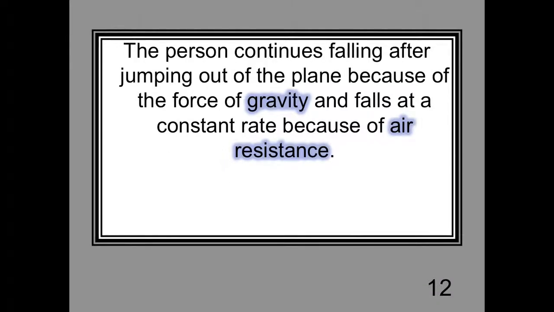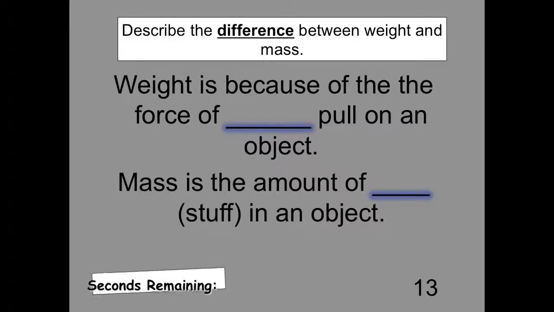The person continues falling after jumping out of the plane because of the force of gravity, and falls at a constant rate because of air resistance. Air resistance is a force that will slow things down. It's a push.